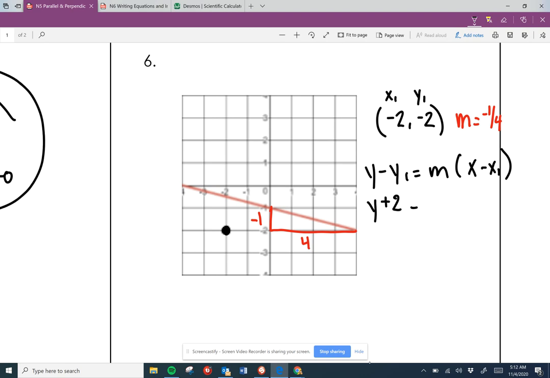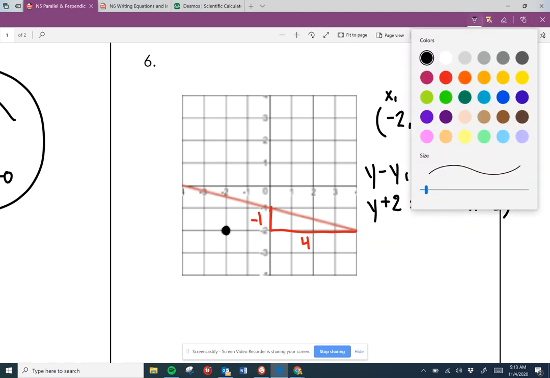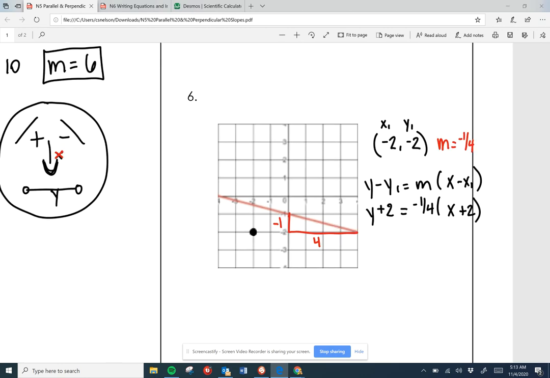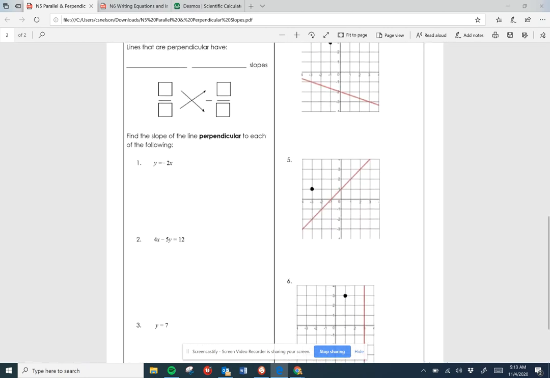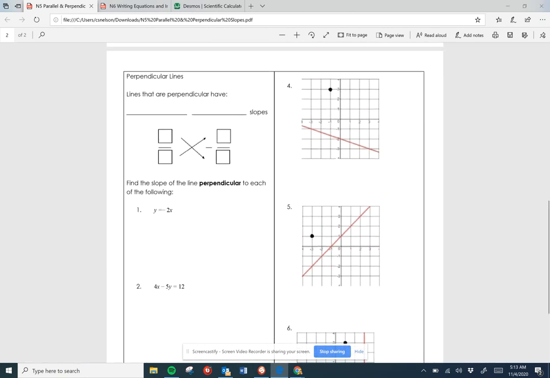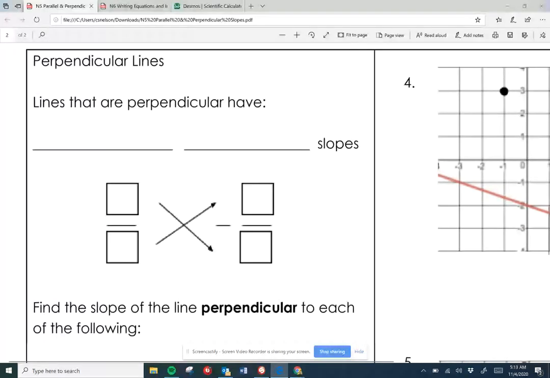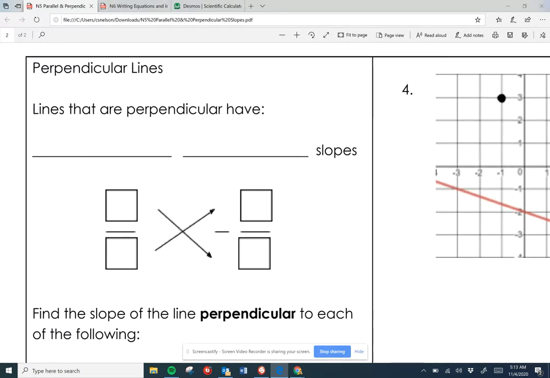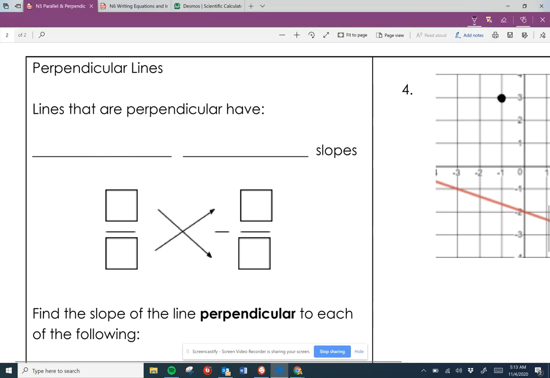Now we're going to talk about a different kind of line. On the back of these notes, we can see that we have a different type of line also. It is perpendicular. First off, what are perpendicular lines? Perpendicular lines are lines that intersect at a right angle. What I mean when I say right is 90 degrees.